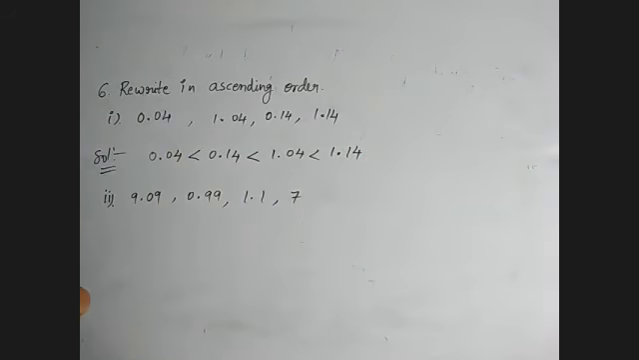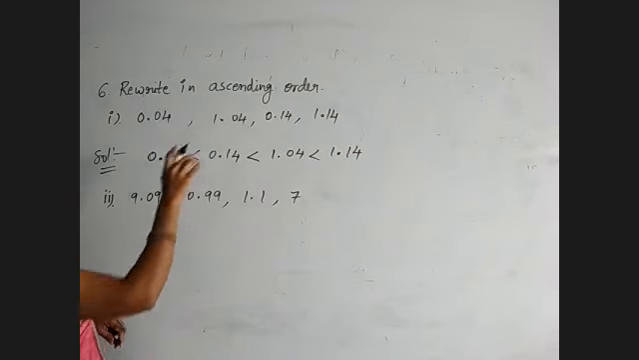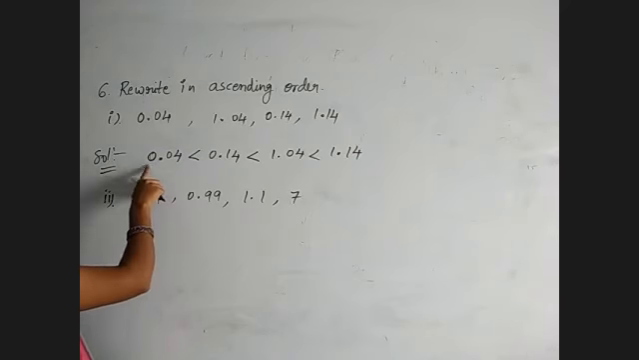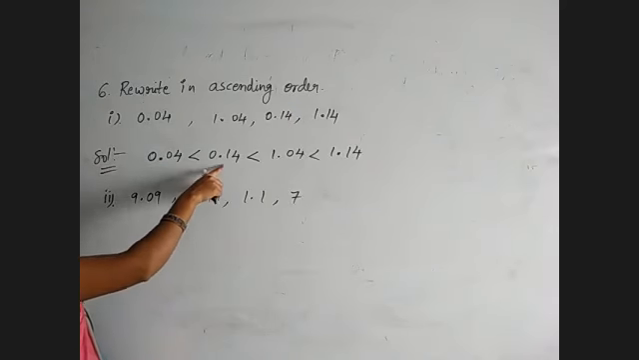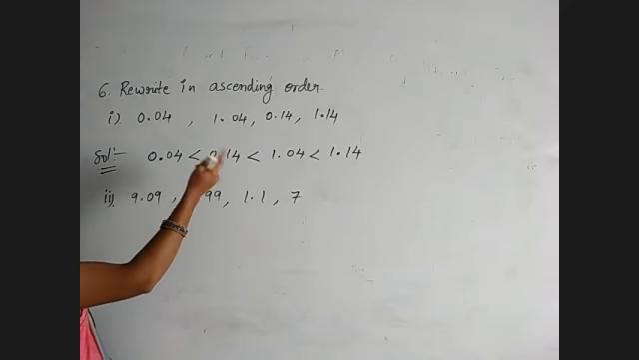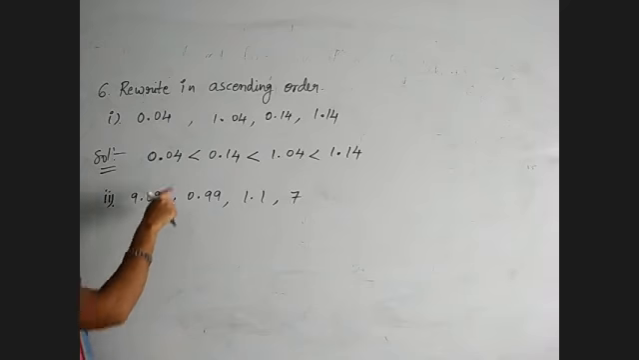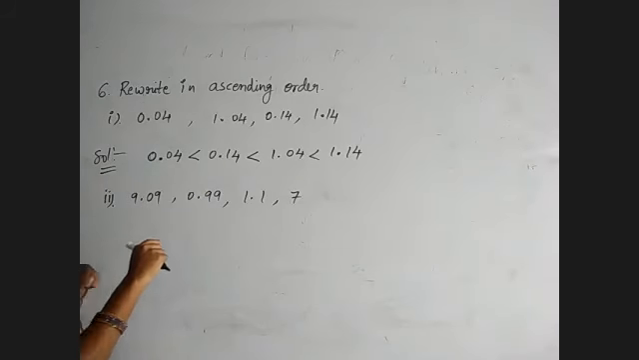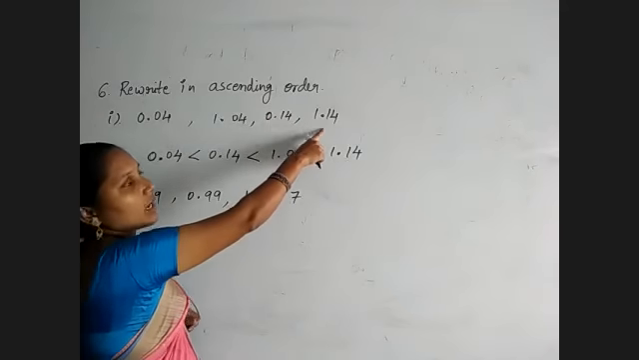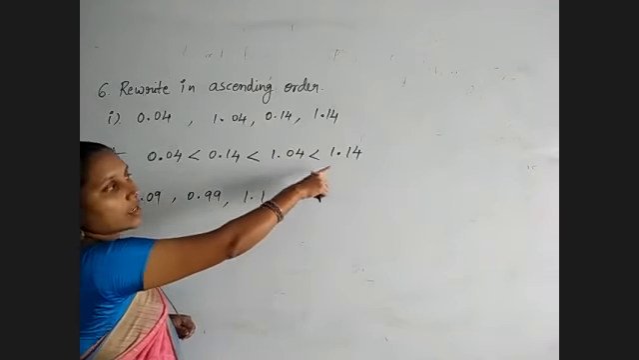Once again observe, very simple. First compare the whole number part. And if you are getting two numbers with a lesser value in the whole number part, in that case go for the 10th digit. Now 0.04, 0.14 both are having 0 in their whole number part. But in the 10th digit, 0 here and 1 there. So 0 is smaller than 1, that's why 0.04 is lesser than 0.14. And the remaining two numbers have whole number part as 1, means these two numbers are greater than those values. Among those two, which one is smaller? 0 we are getting in the 10th digit and here 1. So 1.04 is lesser than 1.14.